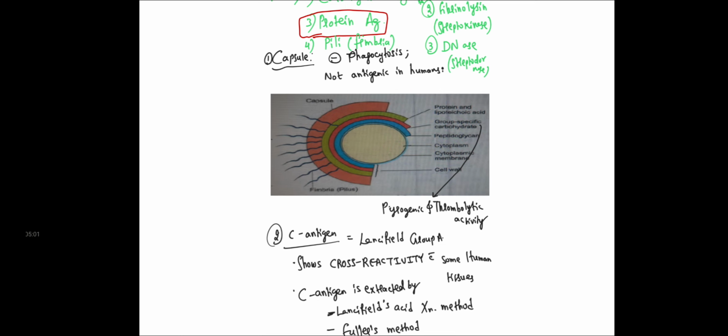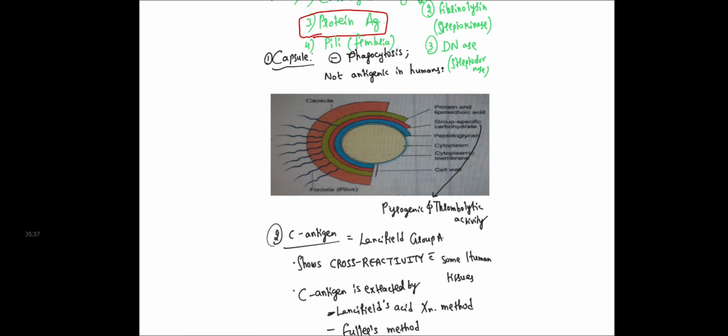You can also see fimbriae or pili. The peptidoglycans are pyrogenic and show thrombolytic activity. Now, C antigen. First, let's talk about the capsule. The capsule inhibits phagocytosis. It is not antigenic in humans.